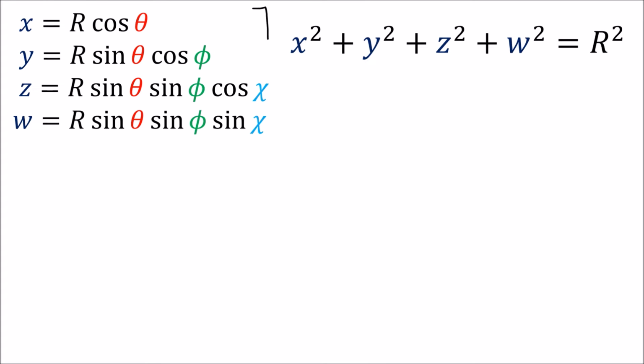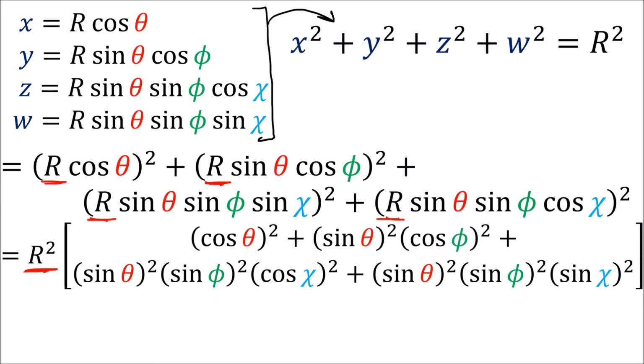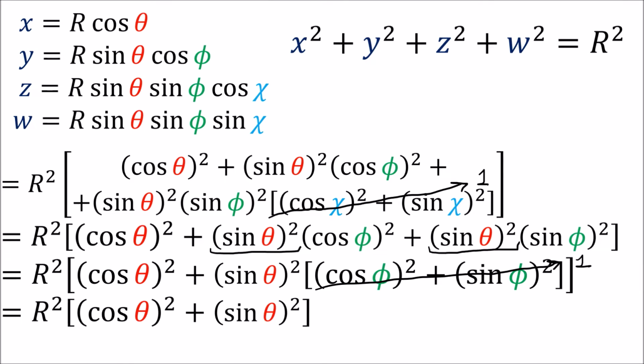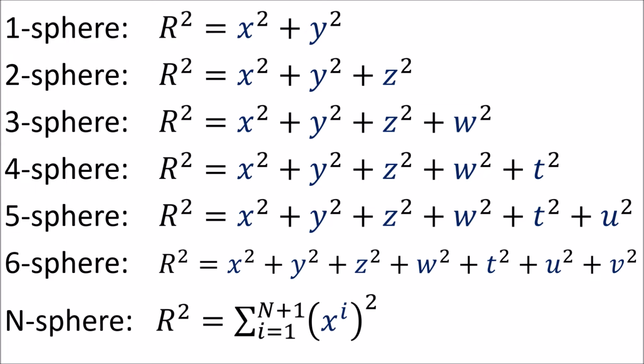We can confirm that this parameterization satisfies our three-sphere equation by factoring out R squared and collapsing all the cosine squareds plus sine squareds to 1s. We can use these formulas for a sphere in any dimension.